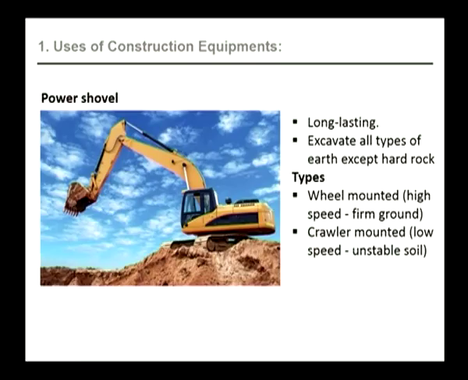This is a power shovel. It is long lasting. It can excavate all types of earth except hard rock. There are 2 types of power shovel. One is wheel mounted, that is high speed and used for firm ground. The other one is crawler mounted, that is low speed, which is used for unstable soil. Wheel mounted power shovels are used for firm ground and crawler mounted power shovels are used for unstable soil. Wheel mounted power shovels have high speed and crawler mounted power shovels have low speed.